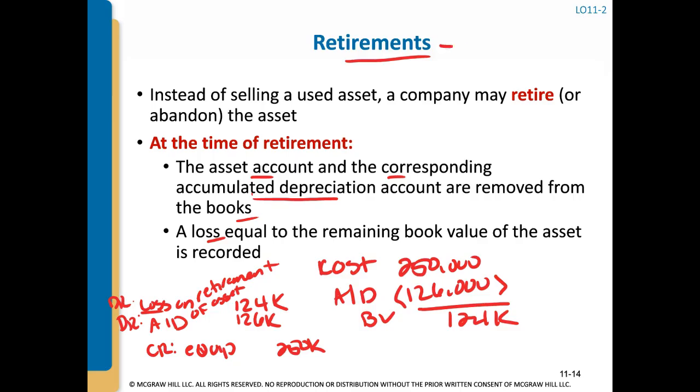So anytime you have a retirement, you're going to have a loss unless that asset is fully written off, right? If our cost is 250,000 and our cumulative depreciation after 5 years is 250,000 and our book value is 0, then there's no entry to be had.